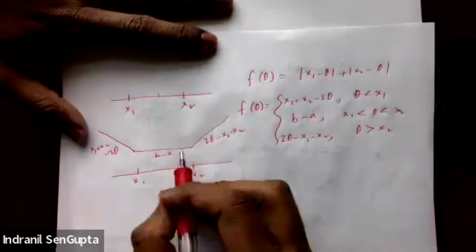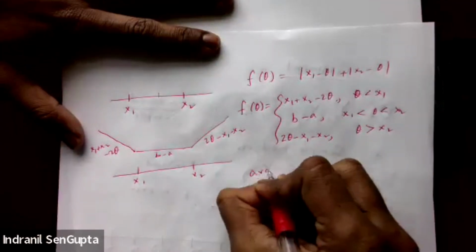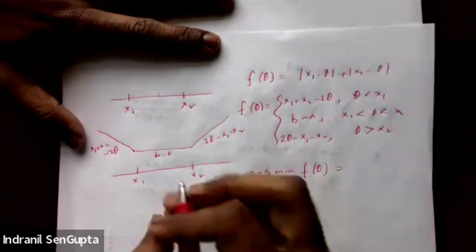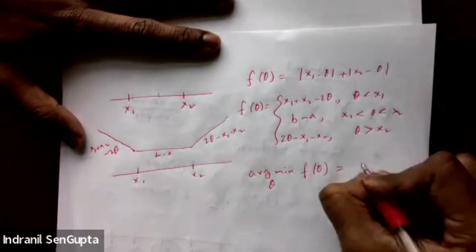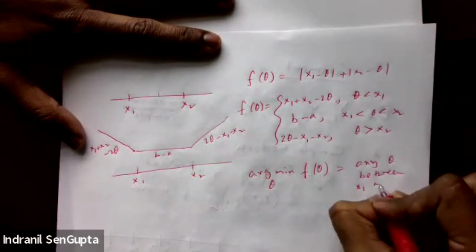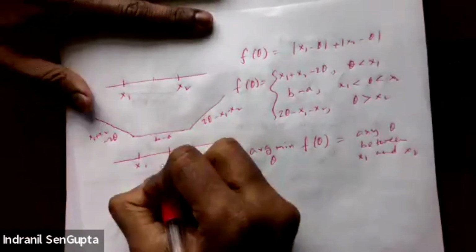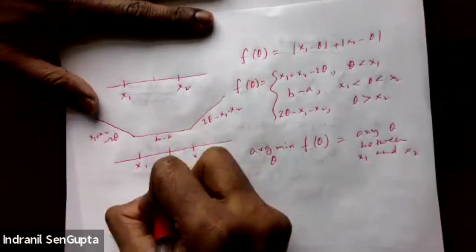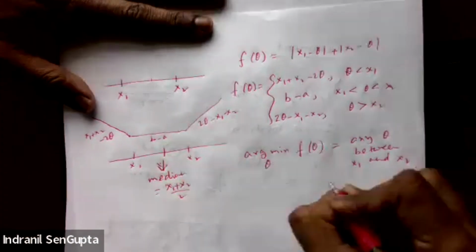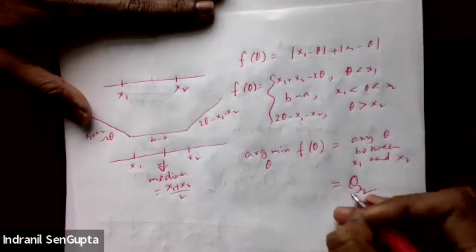Okay. So you see that the minimizer, argmin of f(theta) in this case, would be any theta between x1 and x2, right? In particular, we know that in this case the median lies here. So the median is here, and the mean is (x1 + x2)/2. That means, in particular, I can take it to be Q2. Remember, Q2 is the median.